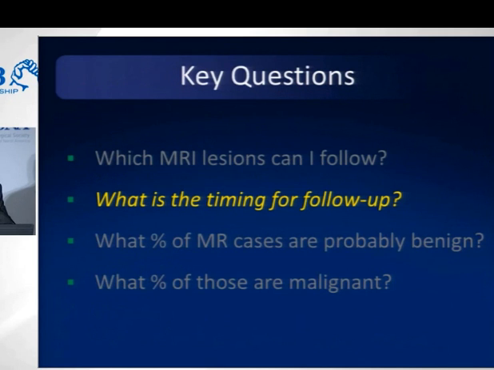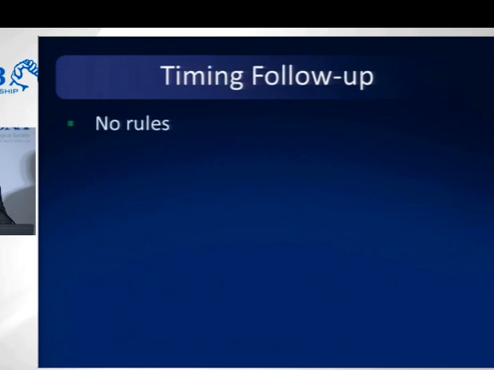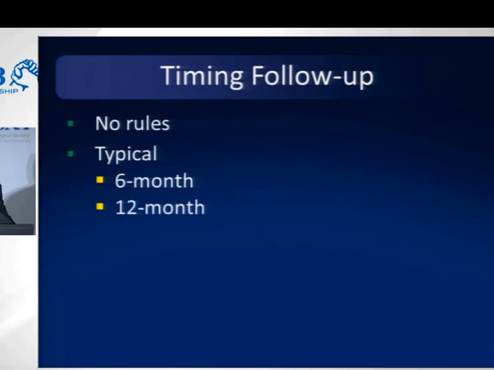All right. What is the timing for follow-up? So again, no rules, right? This really hasn't been studied, but most people would follow the typical follow-up protocol for mammography, 6-month follow-up MRI, then a 12-month from the initial date of her first MRI, then 24-month follow-up after that, looking for stability over that time period. Is it possible that a shorter follow-up would work just as well?